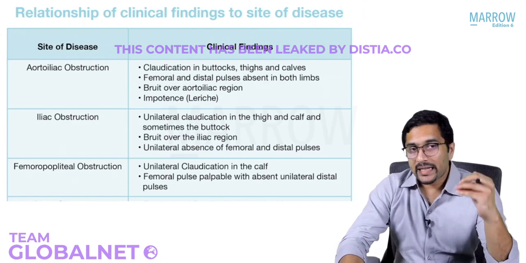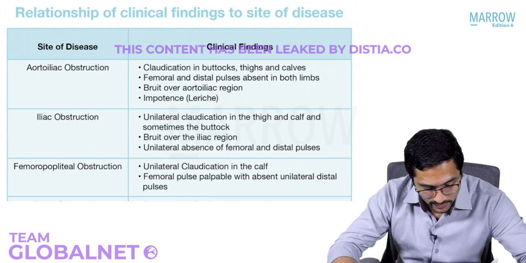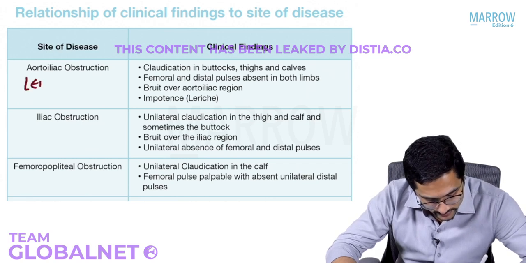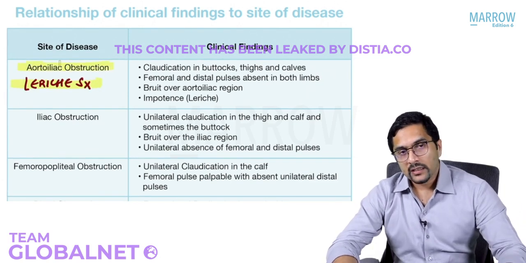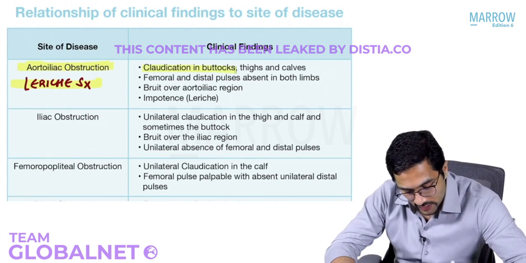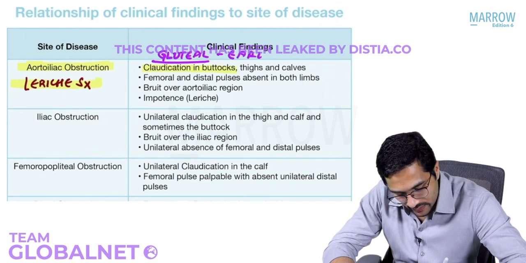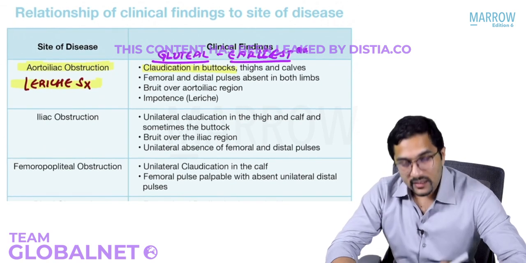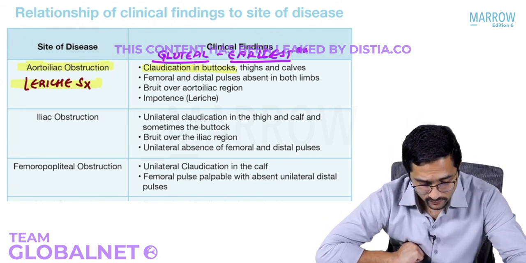Now symptoms depending on the site of the block, this is very, very important because this aortoiliac obstruction, that is Leriche's syndrome, has been asked many times in the exam. Now if there's aortoiliac obstruction, then there is going to be claudication in the gluteal region. So gluteal claudication is the earliest finding of Leriche syndrome. This question has been asked many times in the exam. The earliest finding of Leriche syndrome or aortoiliac block is gluteal claudication.